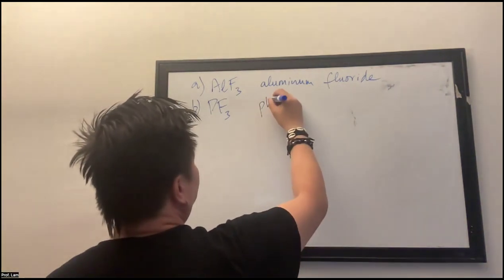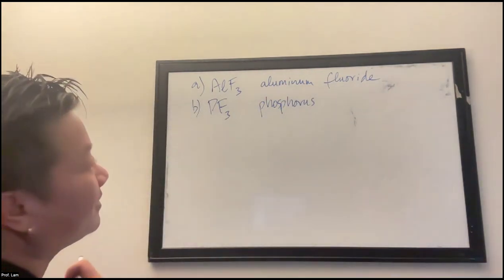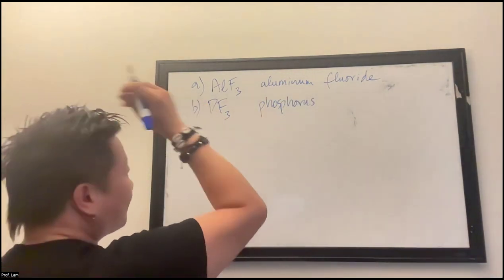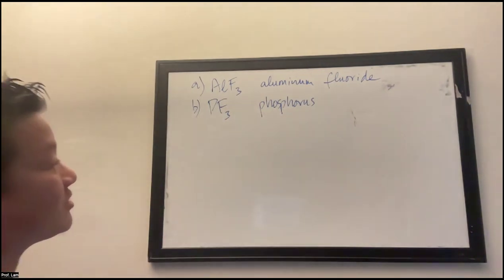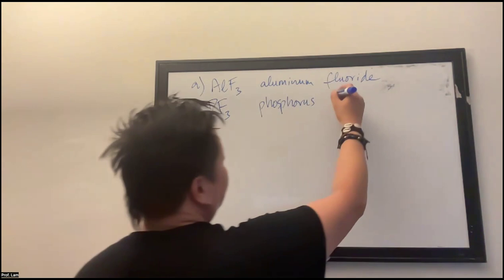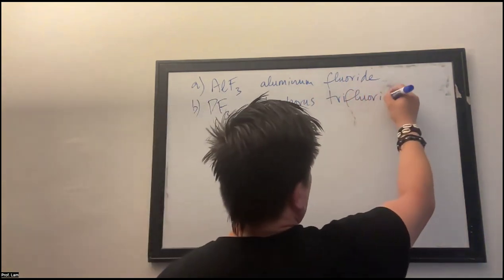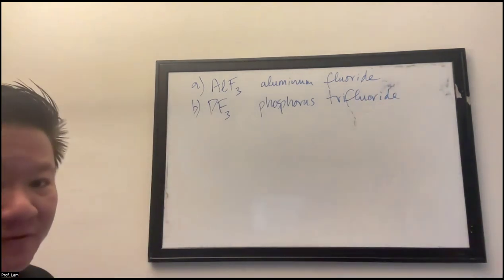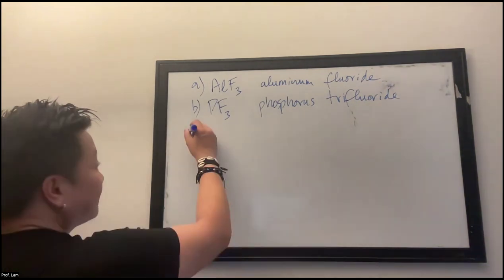Okay, so it's going to be phosphorus. Remember how covalent goes? Use the prefix, but you don't need mono for the first element. So it's just going to be phosphorus. 3 is going to be tri. And then it's root plus ide for the second element, right? Fluoride. And there are 3 of them, so trifluoride. Phosphorus trifluoride.